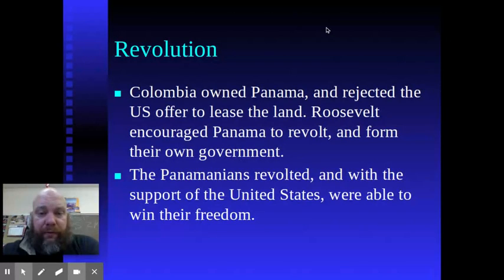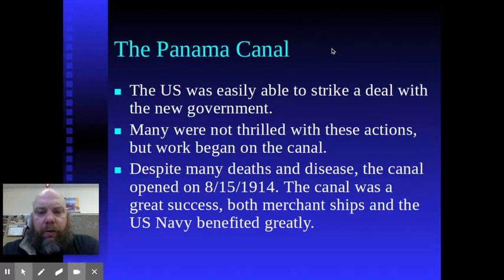And they were able to win their freedom from Colombia. Okay, and at that point, we were able to easily strike a deal. We provided support for them, and so once they'd gained their independence, they were very eager to make a deal with us to allow us to build the canal across their nation.